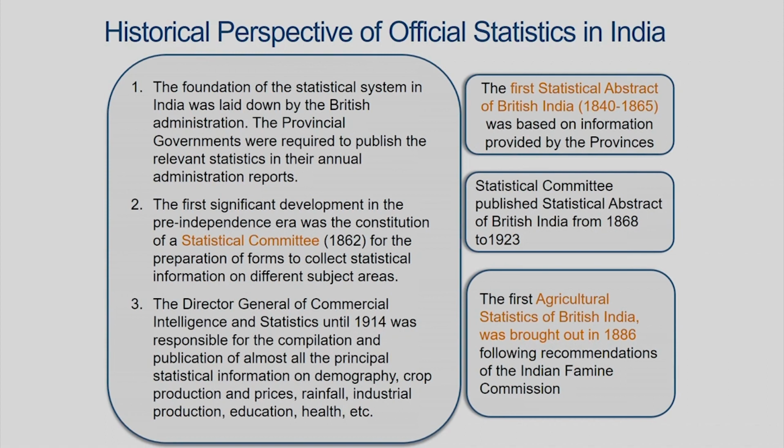And the first agricultural statistics of British India was brought out in 1886 following the recommendations of the Indian Famine Commission. And some of you who are aware of this literature would know that in the later part of the 19th century and the early part of the 20th century, when famines were a regular occurrence in India, various statistical exercises took place at the behest of the British government to come up with the number of deaths that occurred due to famines, and that is how we have very reliable information with regard to famine deaths in India right from the pre-independence period.